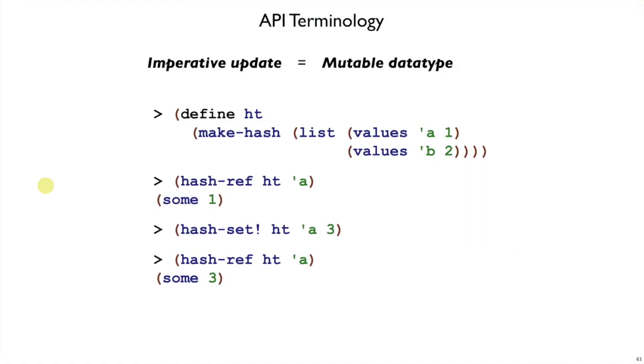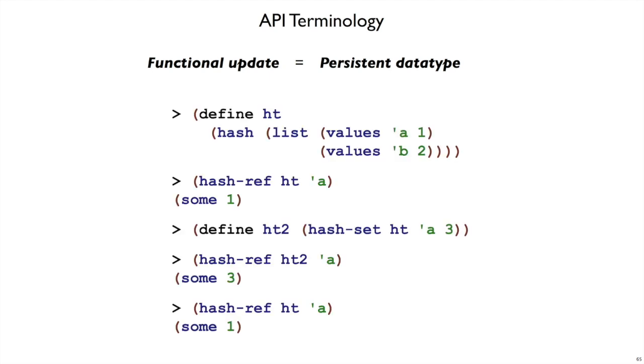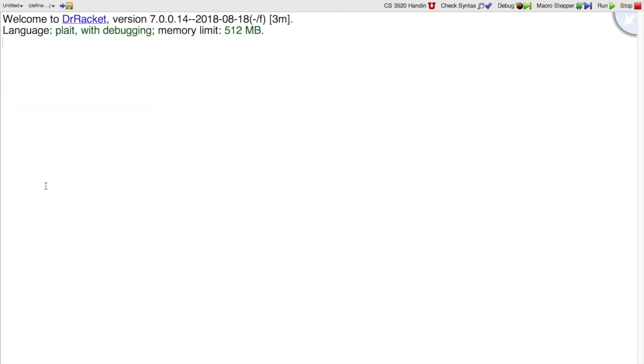In addition, though, Plait provides a functional update version of hash tables. And you might see this kind of thing described as a persistent data type. It's persistent because when we update the hash table with a new value, we still have the old hash table. And let me illustrate that over here.